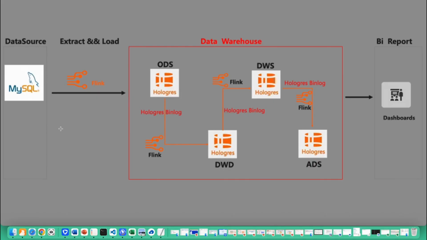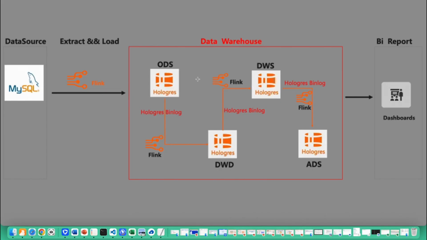For today's example, we used MySQL as our data source, and we'll need to synchronize data from MySQL to Hologres using Flink, and we'll also configure change data capture using MySQL binlog. After that, we also build up several layers inside our Hologres data warehouse and enabled binlog between them to make sure that we capture all the data changes.